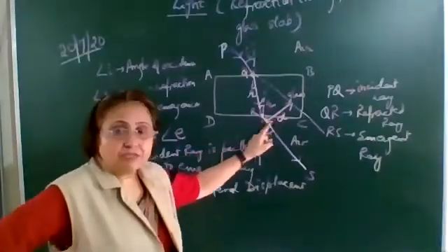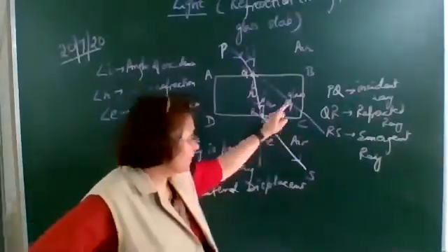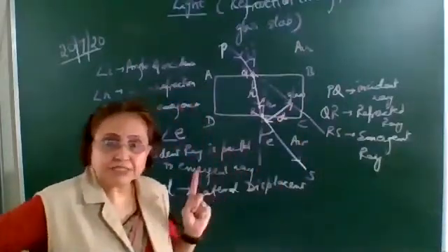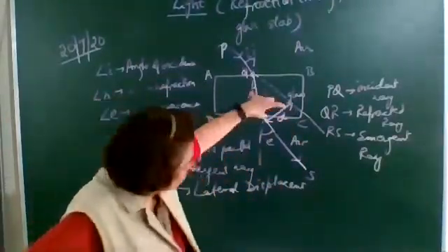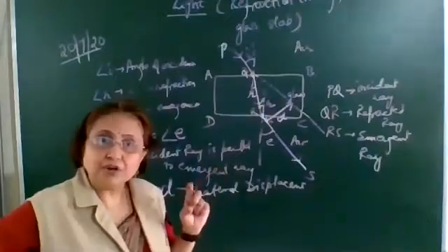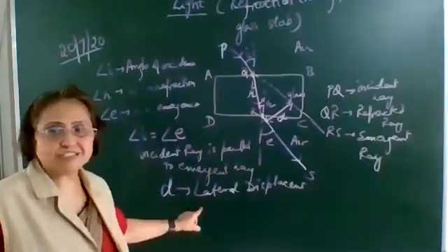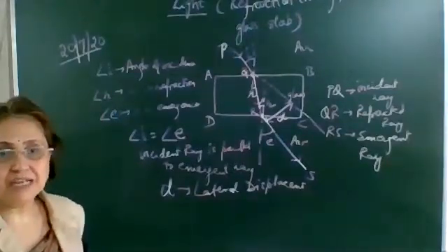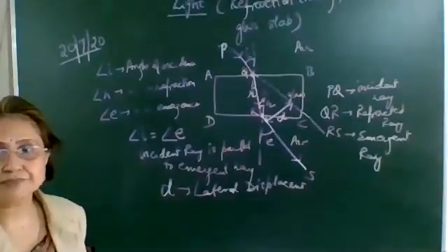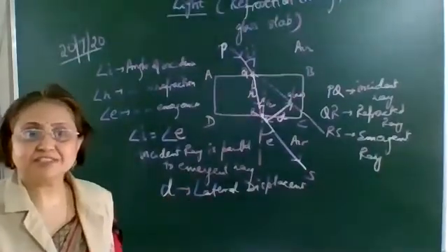As you see here, the emergent ray and the incident ray are parallel, but the emergent ray is not coinciding with the incident ray. It is displaced from the incident ray. So this distance d, we call it lateral displacement. So write down, hence d is the lateral displacement.